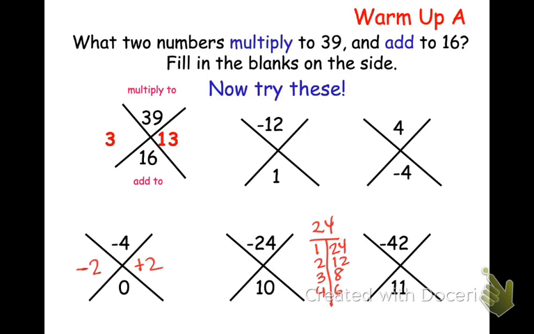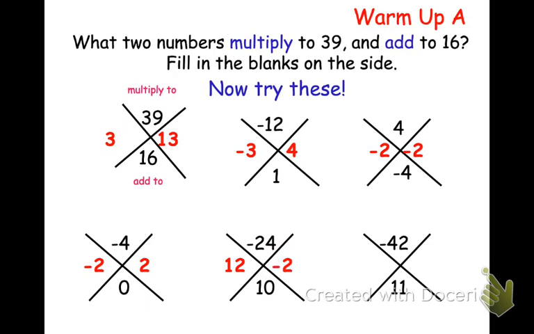So, Keshri, which one did you say it was? 2 and 12. And since the answer is positive, what's the sign of the bigger number? Positive. Positive 12 and negative 2. Okay, the last one. What do you come up with, Agam? Negative 3 and positive 14. Notice the bigger number is positive because the 11 is positive.